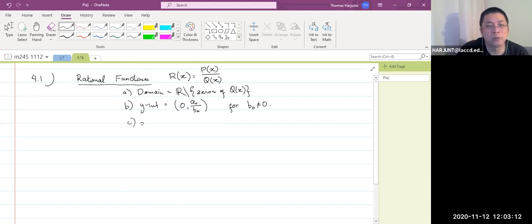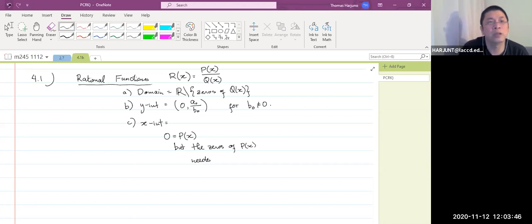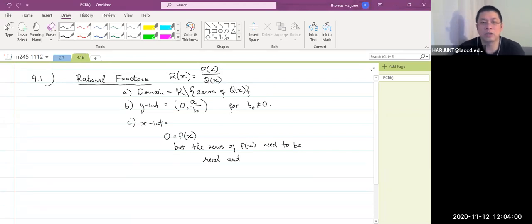Now, part C, to find x-intercept, we basically solve for R(x) equals 0, right? The numerator of the function has to be 0, okay? But x has to be the zeros of P(x), and need to be real numbers and in the domain.